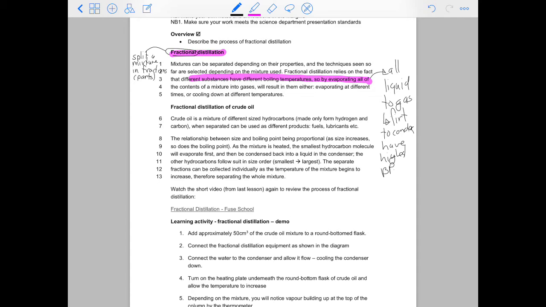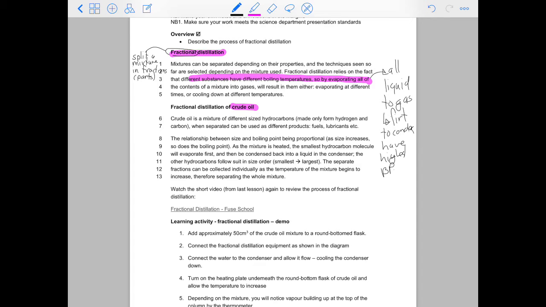We do it this way around because it's easier to collect the liquids coming off than a gas evaporating. So if we're collecting the liquid coming off, then we know we can put that separately, and then we can cool it down a little bit more, and then we have a different liquid coming off. This is especially used in crude oil.